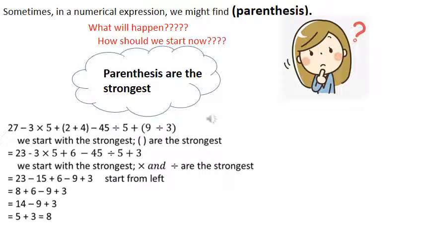So we start with the strongest, which is the parentheses. So I'm going to calculate what's inside the parentheses. So 2 plus 4 is 6. And 9 divided by 3 is 3. And now we have an expression that we already know how to do. We start with the strongest, which is multiplication, not division, because the multiplication comes first. So we start from left to right.